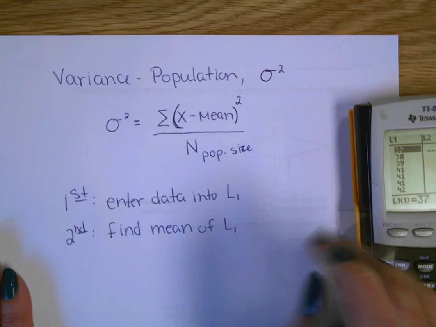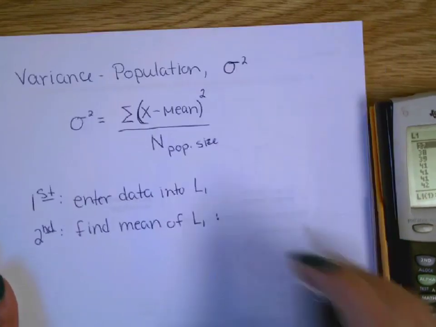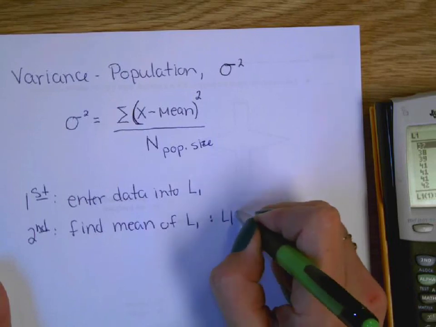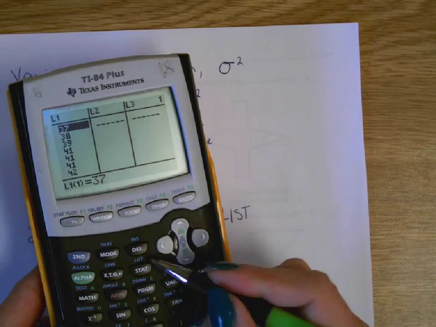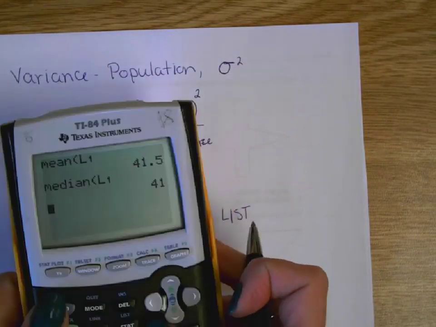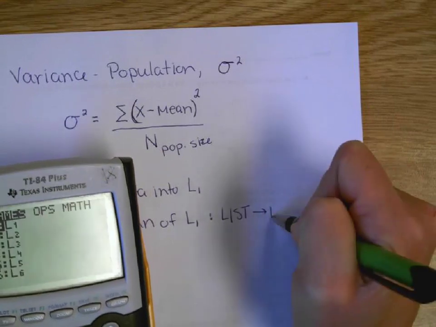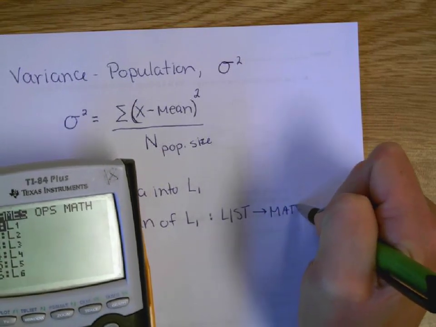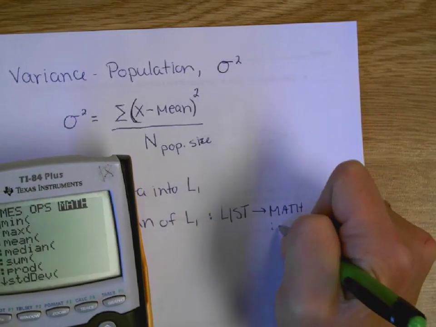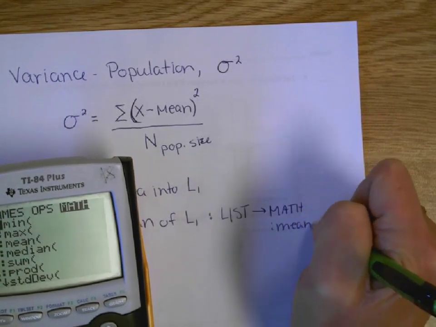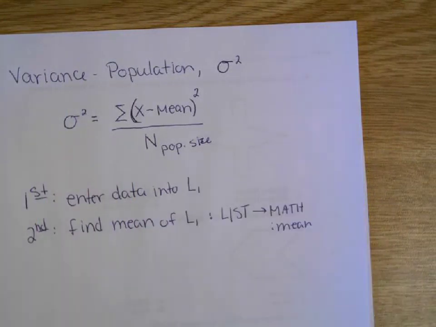Of list 1. And if you remember, I'll write it down, you're going to go under list on the calculator. Remember list. Go over to math, so I'll arrow over to math. And then do the mean. Okay, so you'll have the mean. And we already did the mean, so I've got the first 2 steps done already.